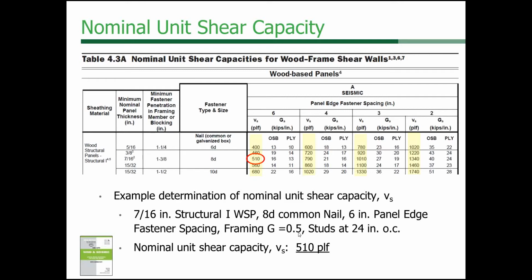0.5, the specific gravity of the actual framing, Douglas fir, and then studs at 24 inches on center. Now remember, I mentioned that you can go no greater than 24 inches on center. So we get a nominal shear capacity of 510 pounds per linear foot.